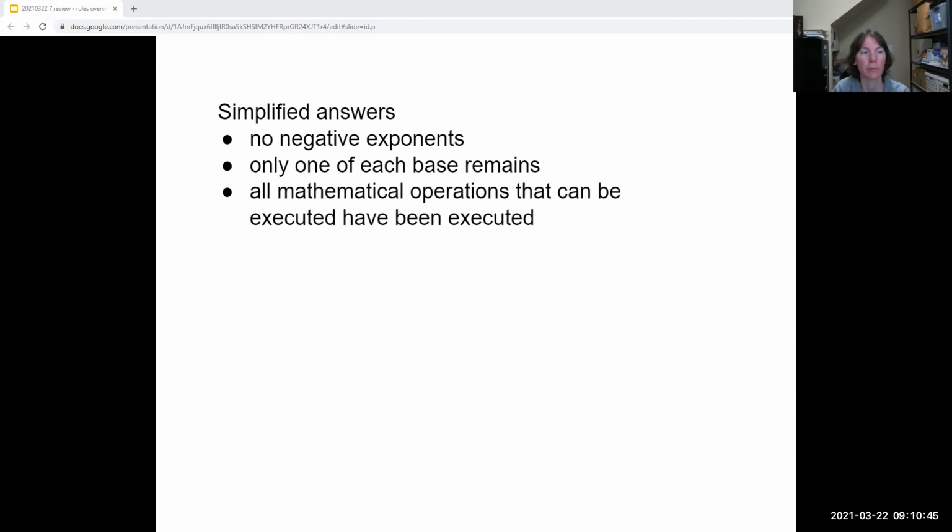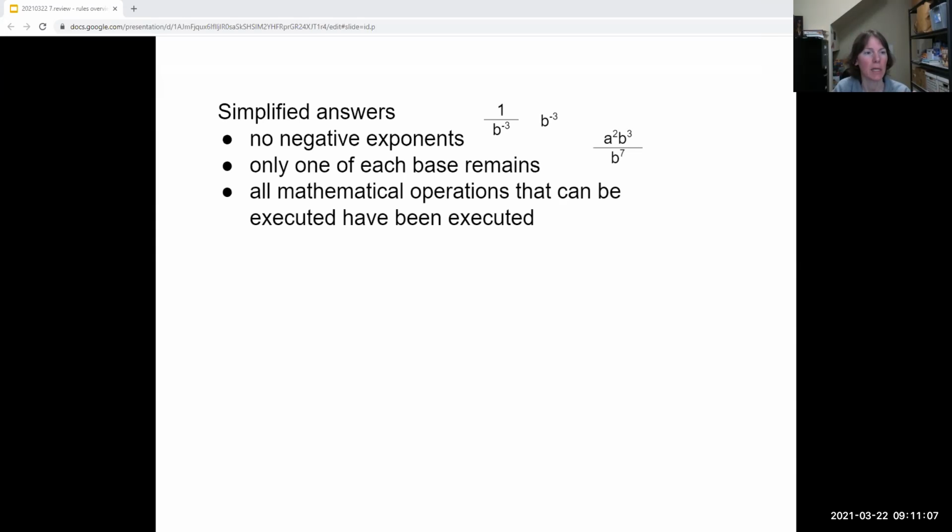So no negative exponents. If you see something like 1 over b to the negative third or b to the negative third remaining when you think you're done, you're not done yet. That was a very, very common thing we've been seeing, is people not realizing that the negative exponents have to be resolved into positive exponents.